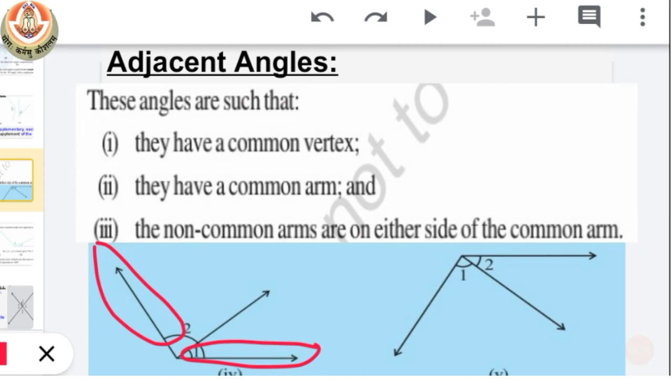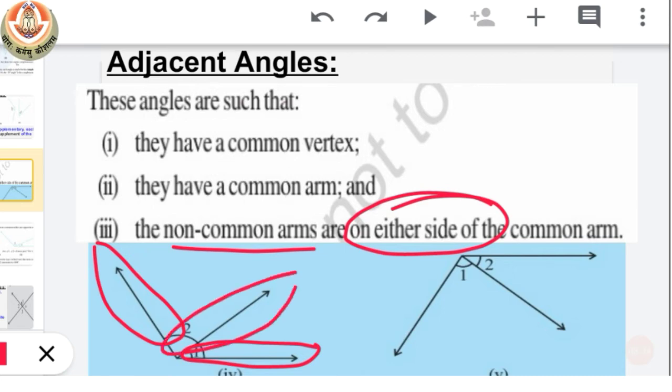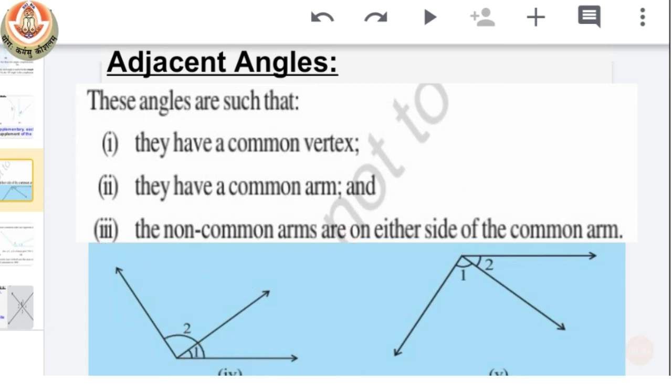So these non-common arms should be on either side of the common arm. It means if it is a common arm, then the two uncommon arms should be on either side: one arm on the left side, and the other arm on the right side. Okay. So here we can easily see that yes, the two uncommon arms are on either side of the common arm. Similarly in this figure also.